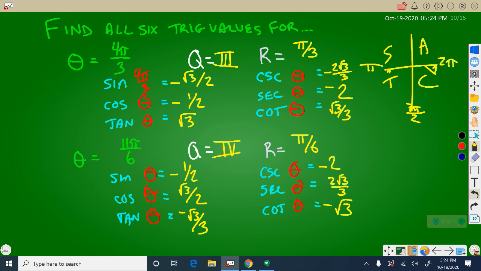So the signs are the big important part. Knowing that chart is also important as well, and the biggest is up here, all students take calculus. There you have it. Reference angles to find trig functions.